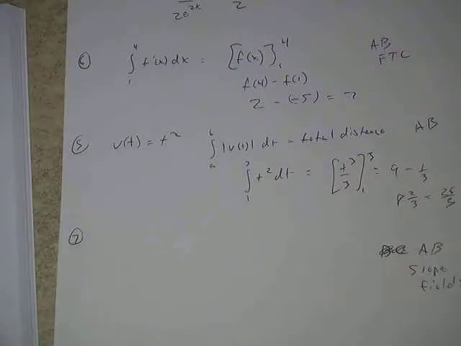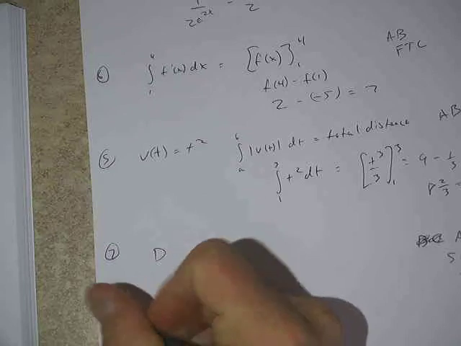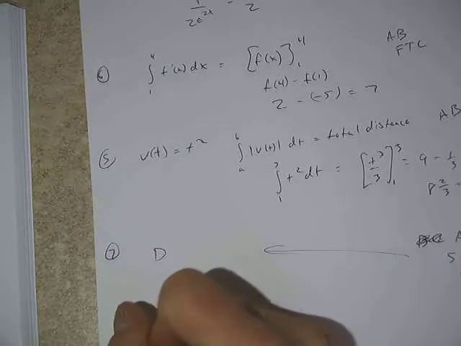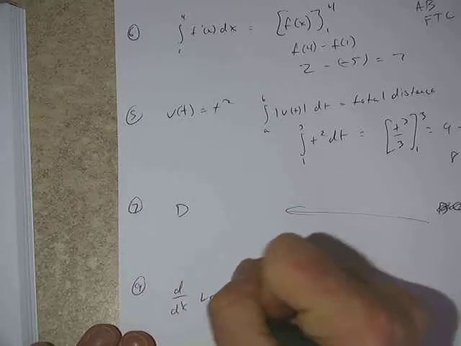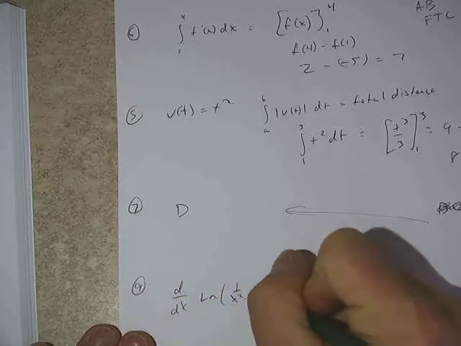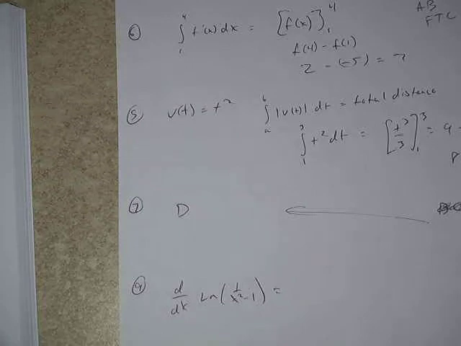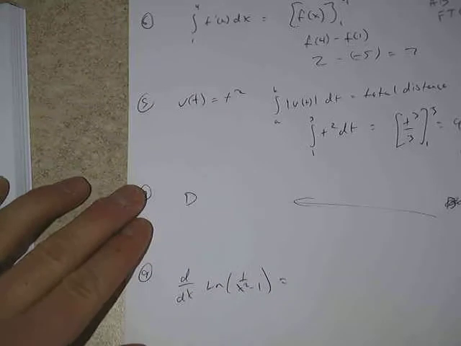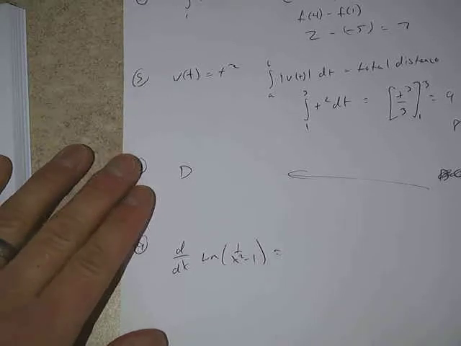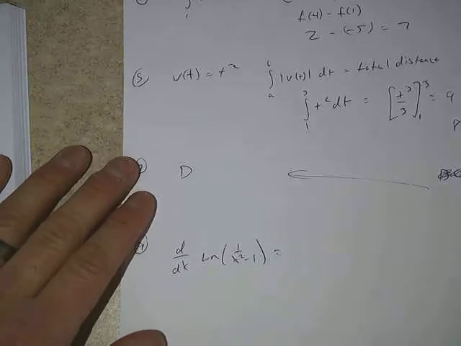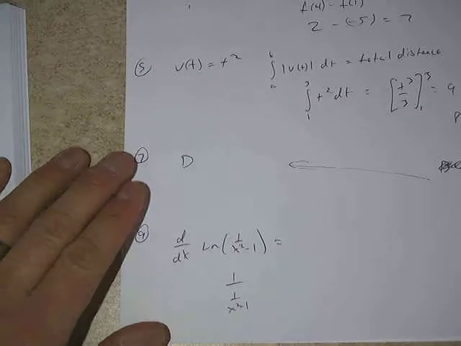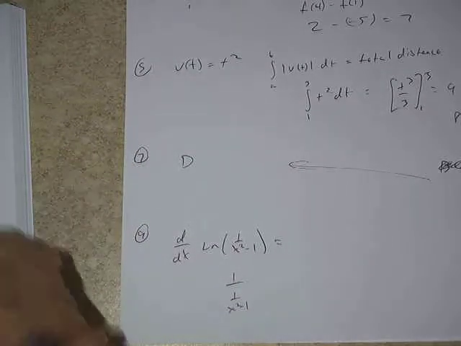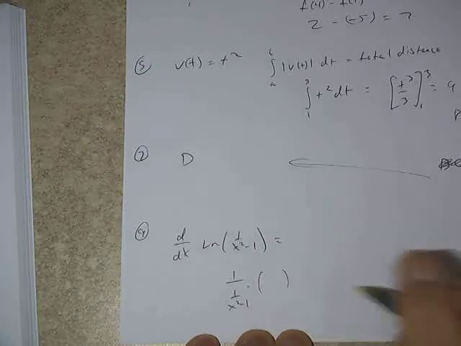All right, let's take a look here. On number 9 we have the derivative of the natural log of 1 over x squared minus 1. If we want to find the derivative of a natural log function, the general rule is that the derivative of the natural log of u is 1 over u times the derivative of u. So in our case, we'd write 1 over 1 over x squared minus 1, and then we'd multiply that by the derivative of 1 over x squared minus 1.